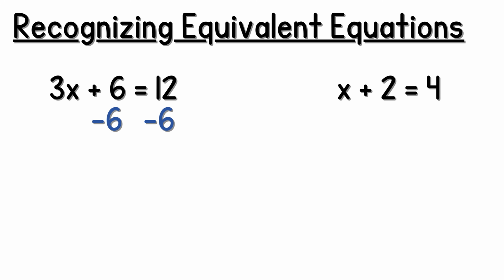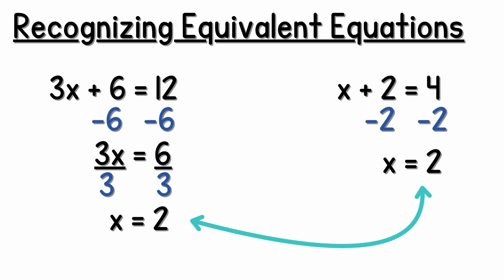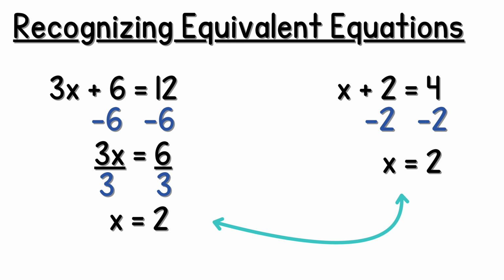We'll solve the first equation first by subtracting 6 on each side. This gives us 3x is equal to 6. Now we'll divide both sides by 3, which gives us x equals 2. Now let's solve the other equation. We'll start by subtracting 2 on each side. This gives us x equals 2. So we can see that x equals 2 for both equations, so these are equivalent.